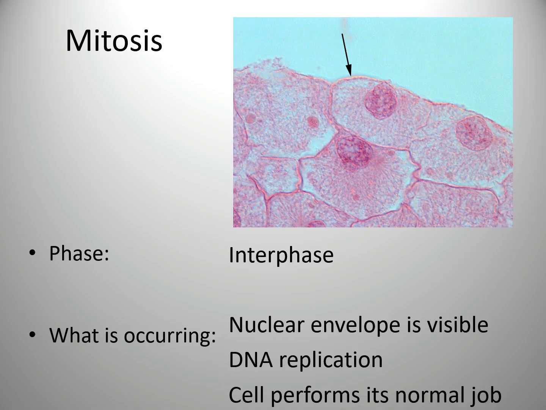You can see that envelope of the nucleus, and you can see the chromatin. So during this portion of the cell cycle, the cell is performing its job. It's going through G1 where it's getting larger, it's synthesizing its DNA, and it is going through a checkpoint.